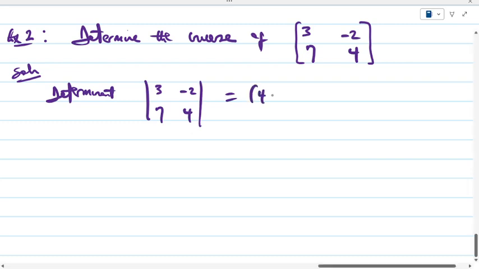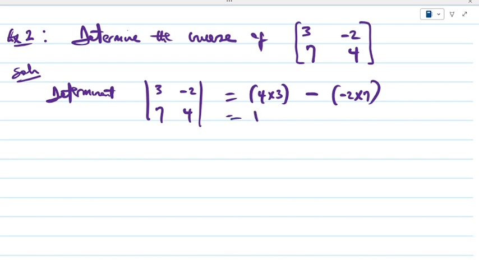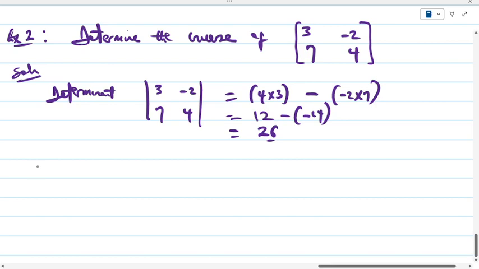That will be 4 times 3 minus minus 2 times 7. So I have 12 plus 14, and that gives 26. So now I find the inverse. The inverse equals 1 over, that is the reciprocal of the determinant, which is 1 over 26.